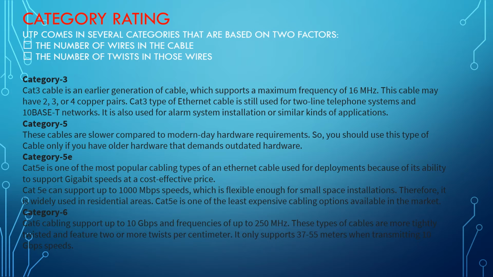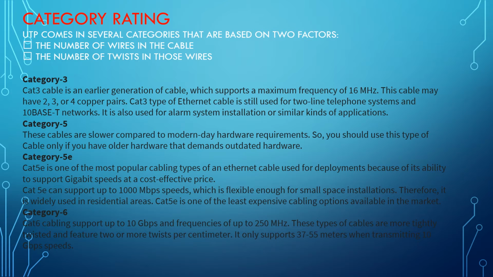Category 3 or Cat3 cable is an earlier generation of cable which supports a maximum frequency of 16 MHz. This cable may have 2, 3, or 4 copper pairs. Cat3 type of Ethernet cable is still used for two-line telephone system and 10BASE-T network. It is also used for alarm system installation or similar kinds of application.